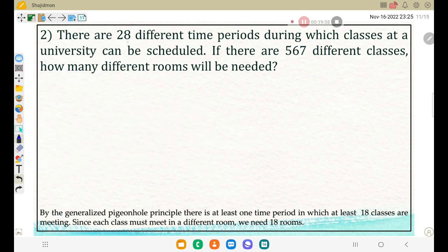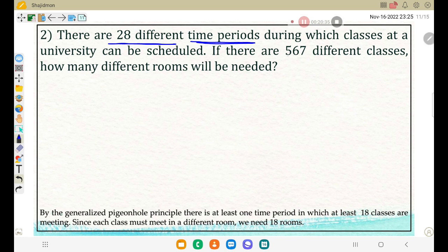There are 28 different time periods during which classes at a university can be scheduled. Time period means, for example, 8 to 9 is one time period, with one class teaching. 9 to 10 is another time period, 10 to 12 another, 12 to 2 another, like that. 28 different time periods during which classes at a university can be scheduled.